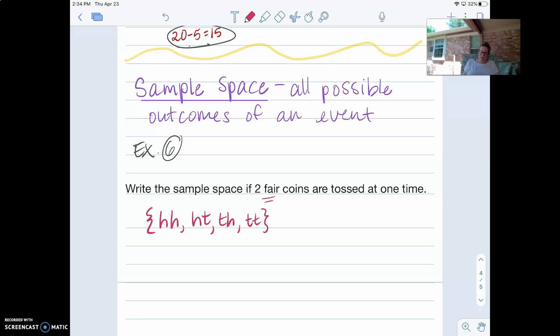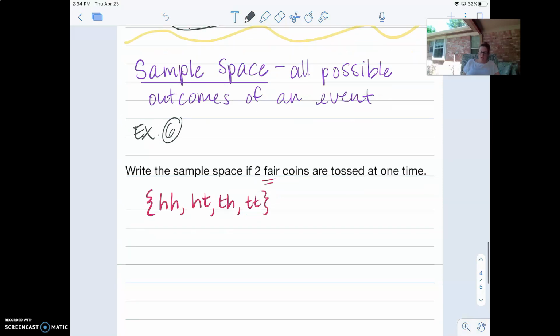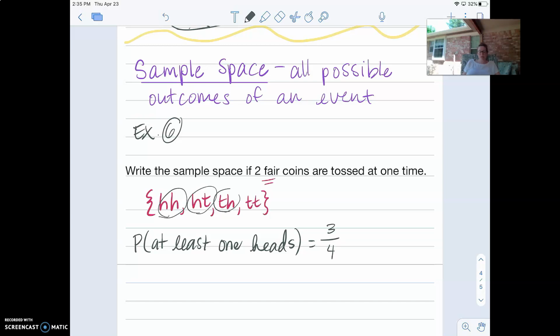So let me just do one quick example before I end this second video. If I wanted to find the probability that you will have at least 1 heads when you toss the coins, then you would count up how many favorable outcomes. So this has at least 1, at least 1, at least 1, and the total possible is 4.